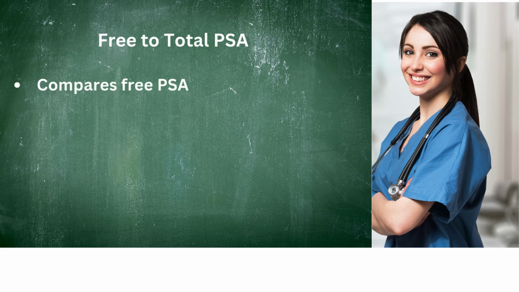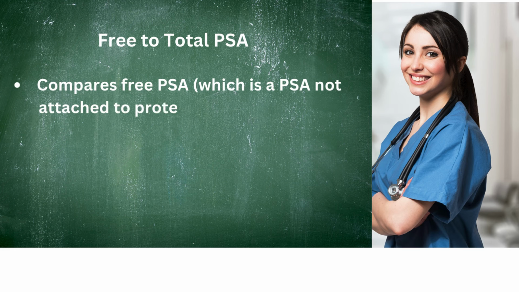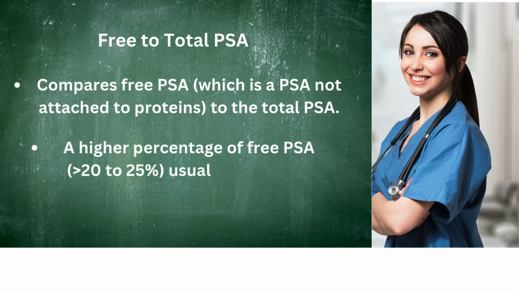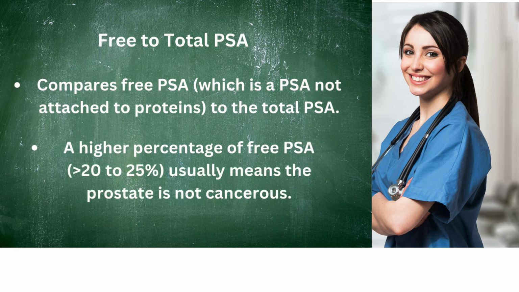The fourth metric is free to total PSA. Free to total PSA compares free PSA, which is PSA not attached to proteins, to the total PSA. A higher percentage of free PSA, greater than 20 to 25%, usually means the prostate is not cancerous.